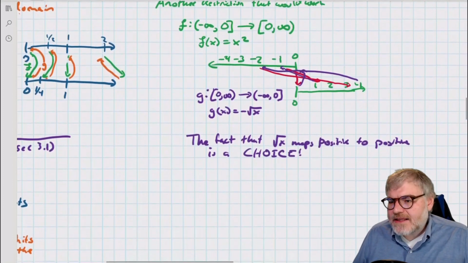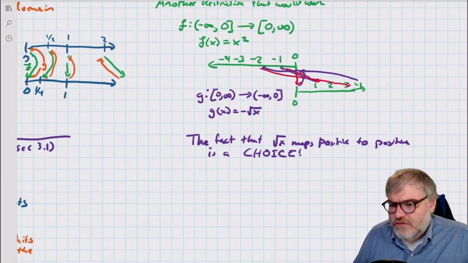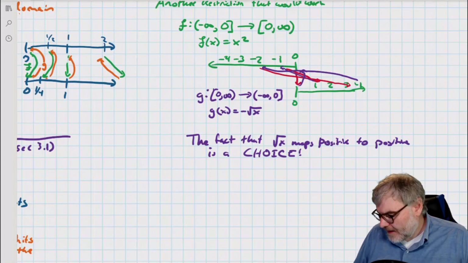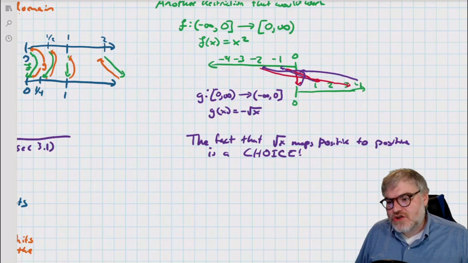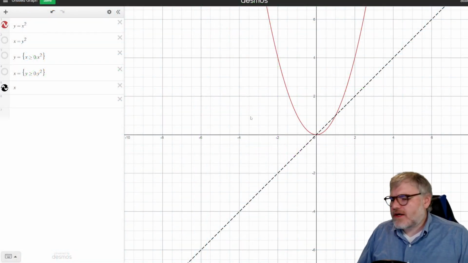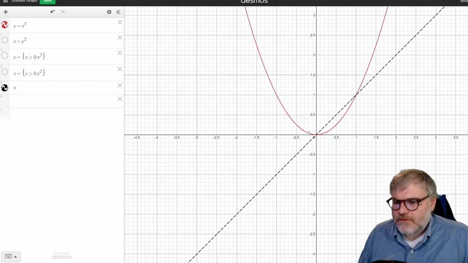Okay? The fact that I've mapped the square root of x from positive to positive is a choice. I could have gone positive to negative. It's a convenient choice, but it is just a choice. And if I look at the graph of these two functions, if I look at x squared here, it's this kind of parabola that we're all familiar with.